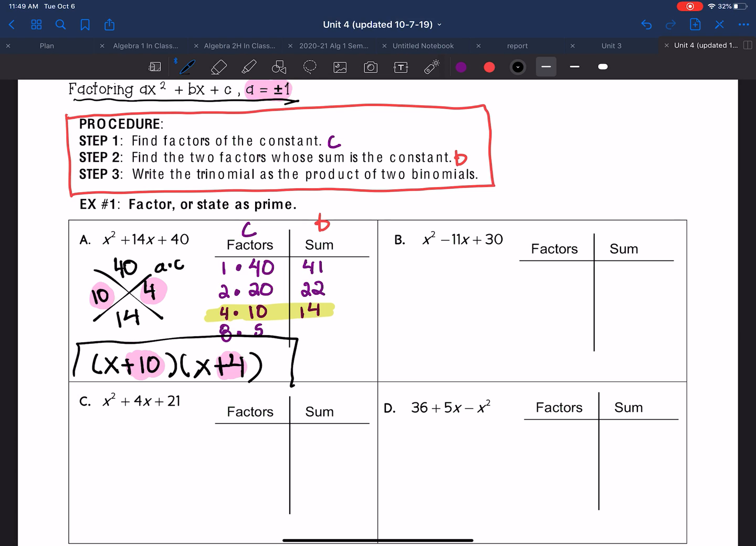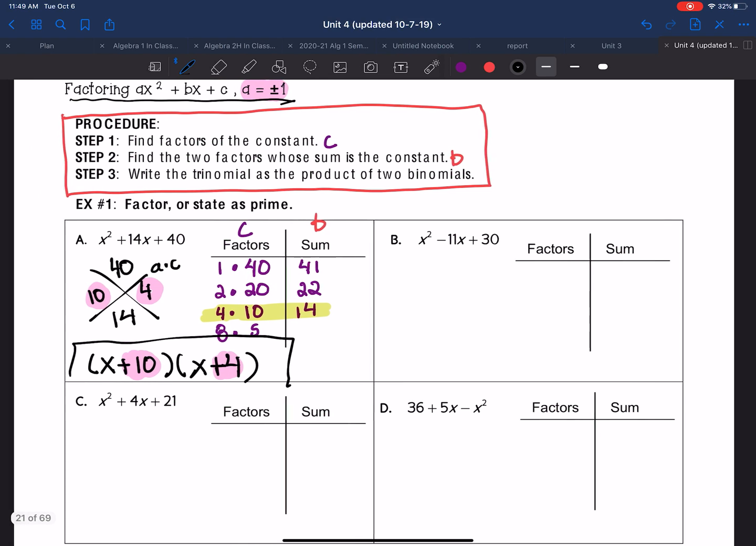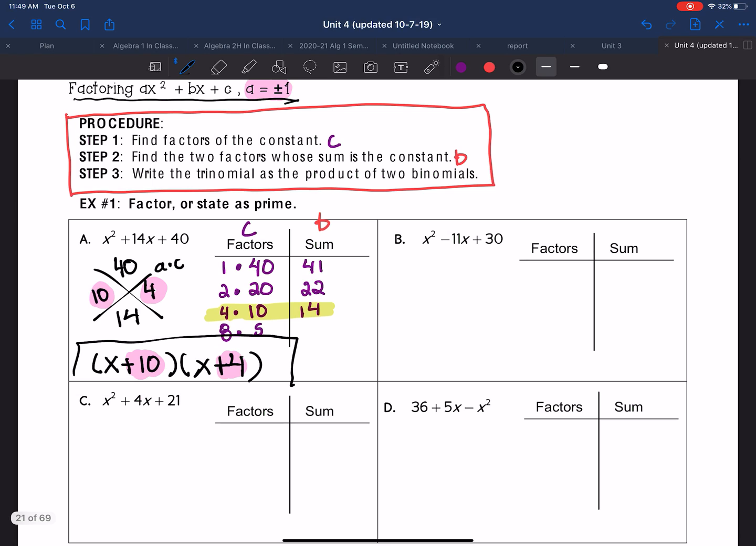All right, so let's go ahead and look at part B. So we have x squared minus 11x plus 30. First of all, I want to look for the factors of c, and then I'm going to figure out what their sum is, and I have to find the factors that have the sum of b. Remember, c in this case is equal to 30, so I have to find factors of 30, and b is equal to negative 11, so I have to find factors that add up to negative 11.